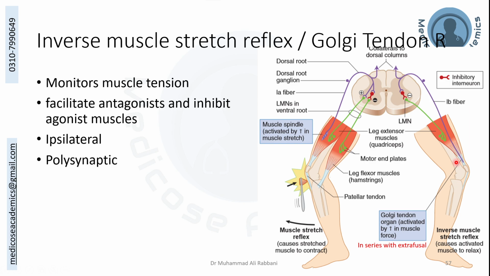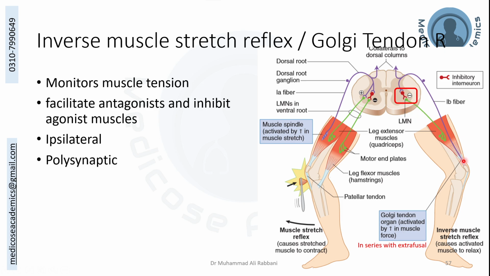The muscle tension will go on increasing and increasing, and it will lead to the increased firing of the Golgi tendon organs. The Golgi tendon organs send their signal through 1b fibers, and it does not directly synapse with the lower motor neuron. It synapses with the lower motor neuron through an inhibitory intermediary neuron, an interneuron, or internuncial neuron. Through that neuron it inhibits the lower motor neuron.